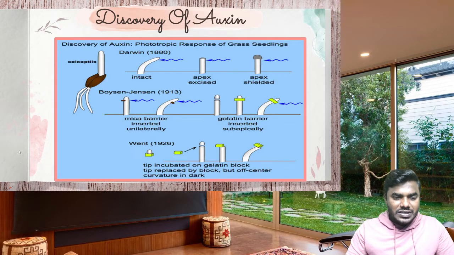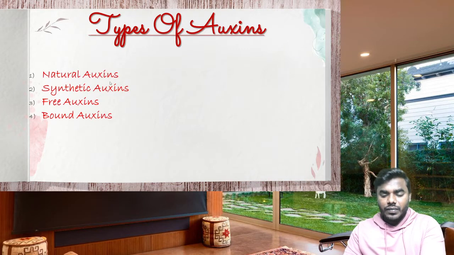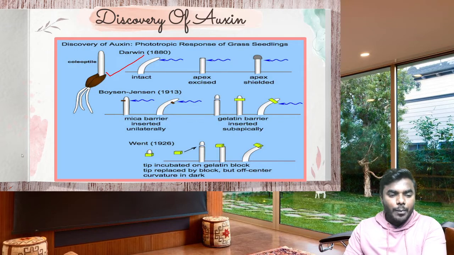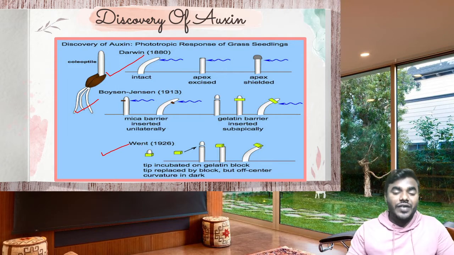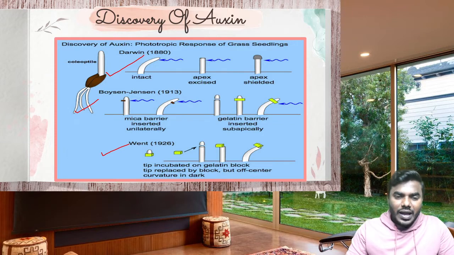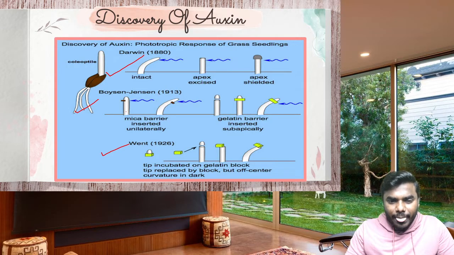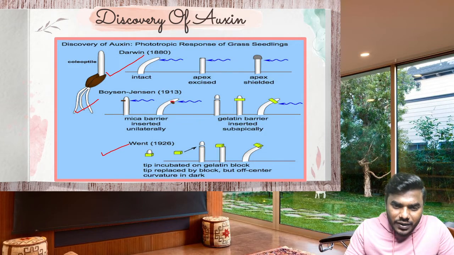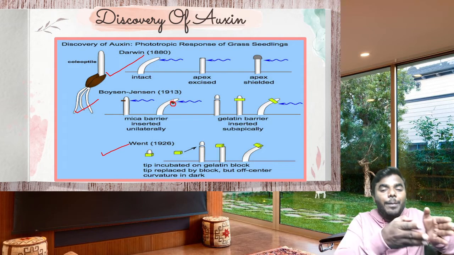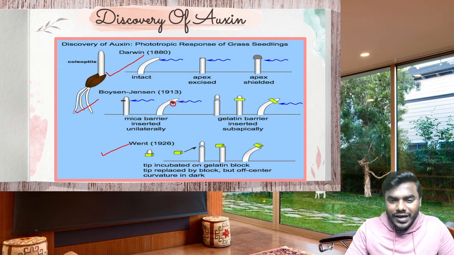Okay, this is the experiment of Darwin, right? And this is the experiment of Boysen and Jensen, and this is the experiment of Went. You know what Boysen and Jensen did? Same, he has taken the coleoptile. Now you see here one side of the coleoptile. Which side of the coleoptile? The side to which we are passing the light. See, this is the unilateral direction.